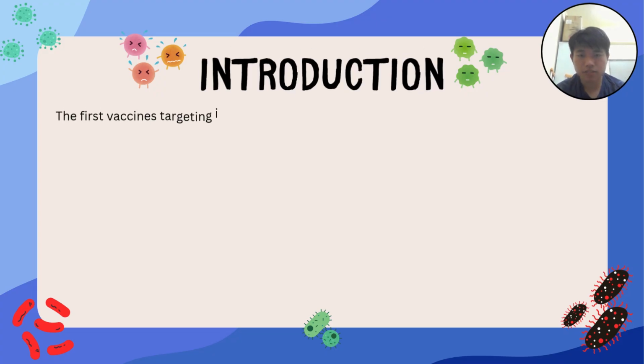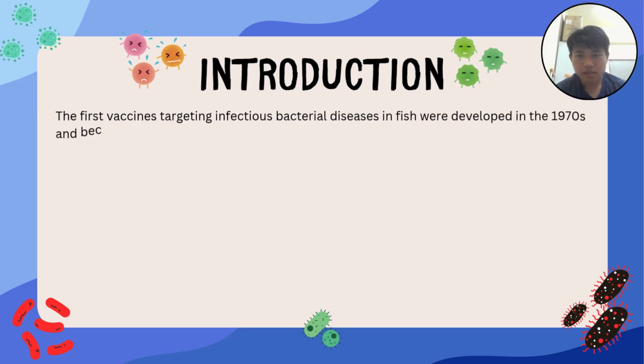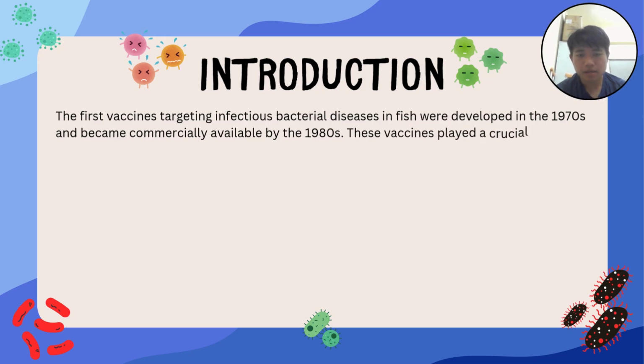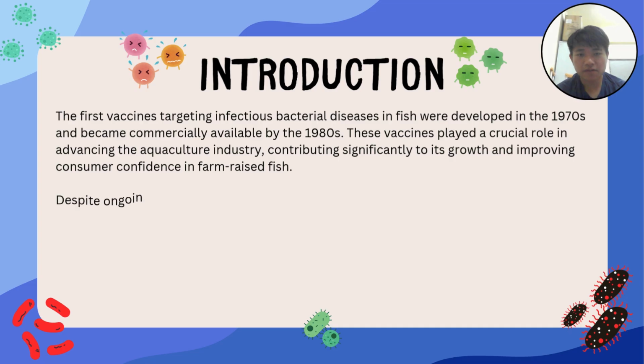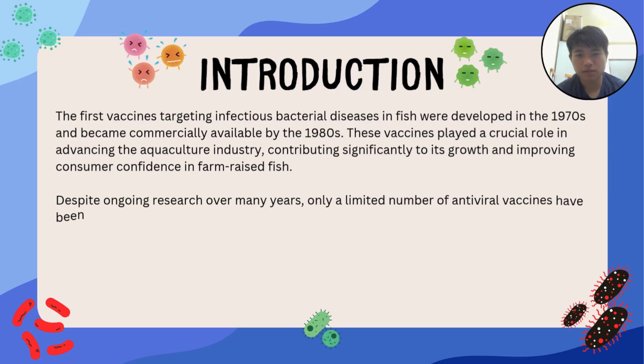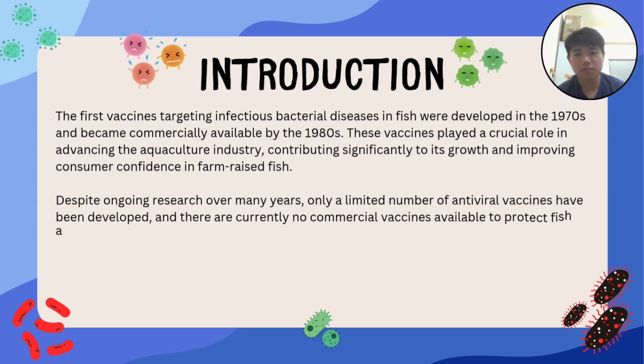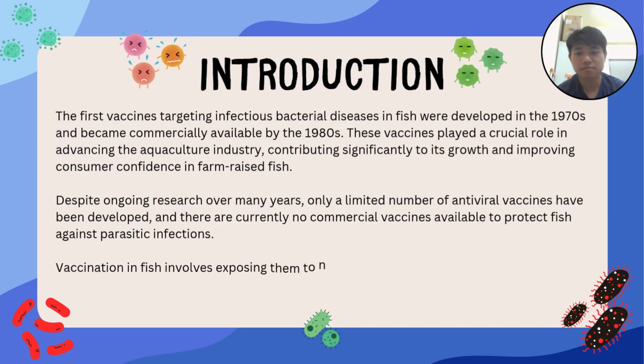This is the introduction of our slide. The first vaccines targeting the infectious bacterial disease in fish was developed in the 1970s and became commercially viable by the 1980s. These vaccines play a crucial role in advancing the aquaculture industry, contributing significantly to its growth and improving consumers' confidence in farm-raised fish.